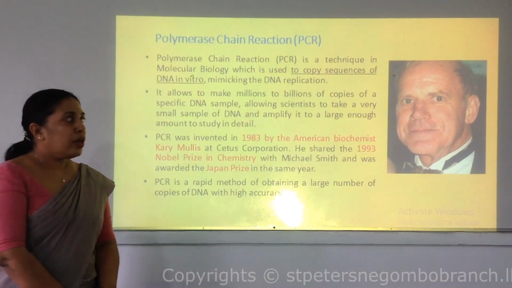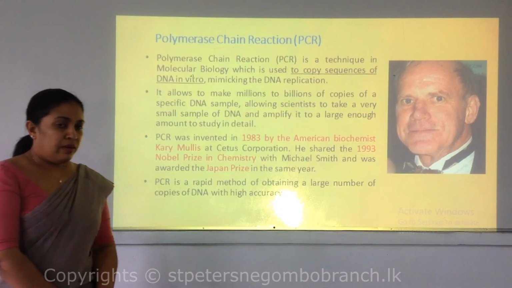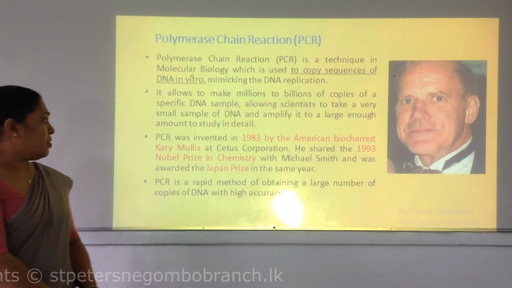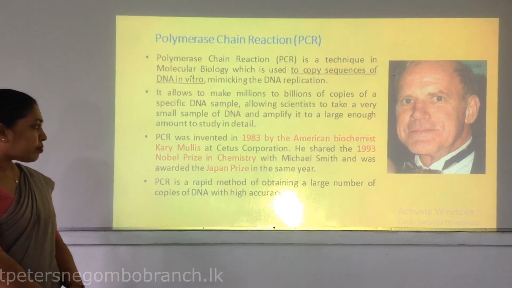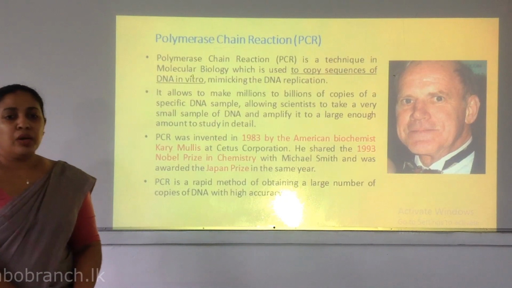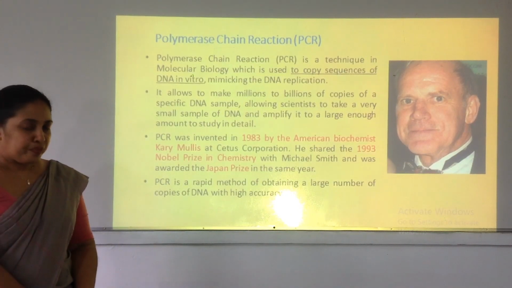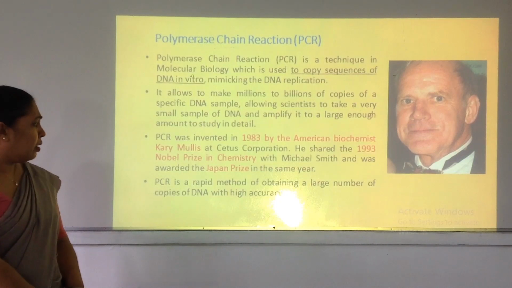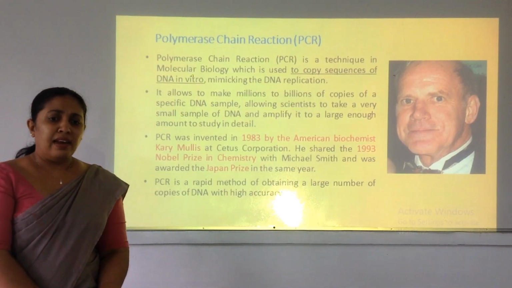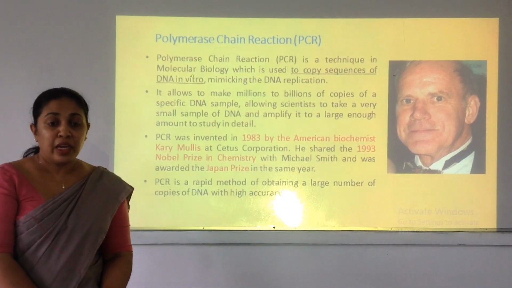If you see the history of this technique, it was invented by an American biochemist, Kary Mullis, and he was the Nobel Prize winner in 1993, and he was awarded many awards such as the Japan Prize, and he developed this technique. It is a rapid method of obtaining a large number of copies of DNA at high accuracy.